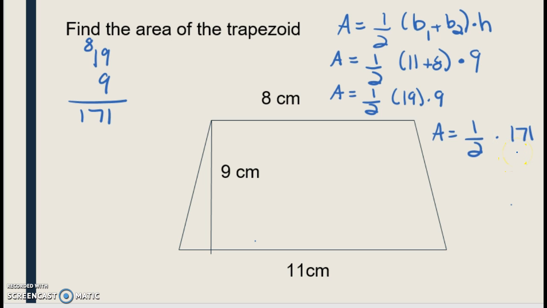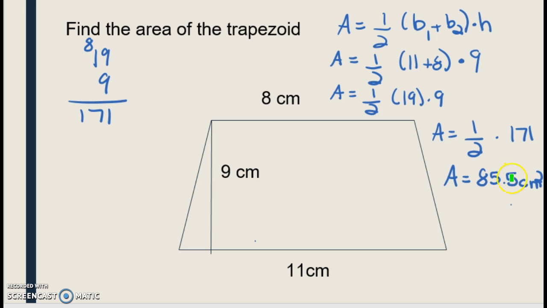Two ways I can think about it. I can split 171 in half. I know that would be 85.5, I believe. Let's see, 80 would be 160, and 170 would be 85. Yeah. So my answer is going to be 85.5 centimeters squared.